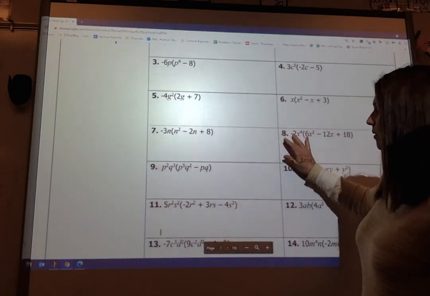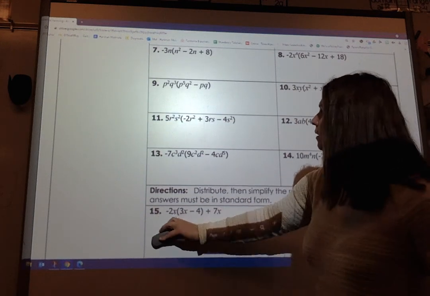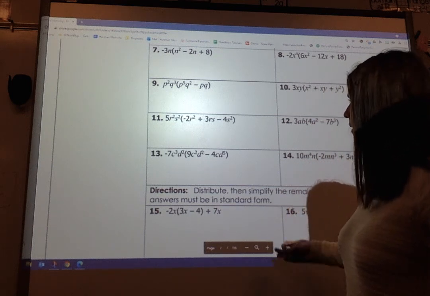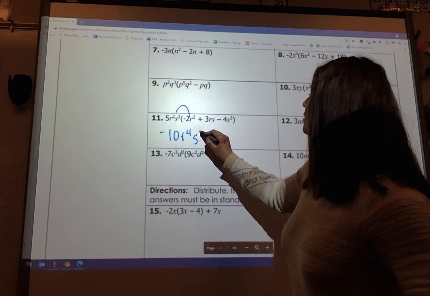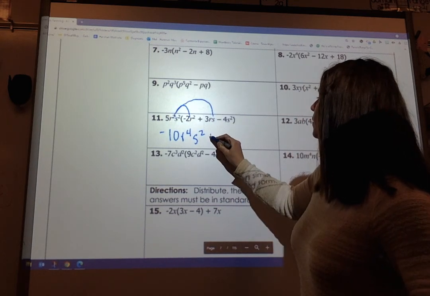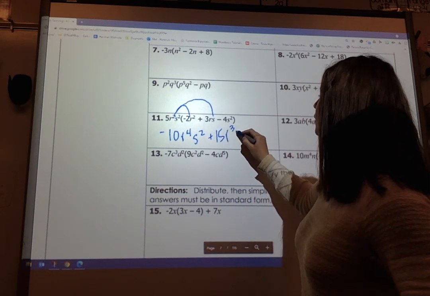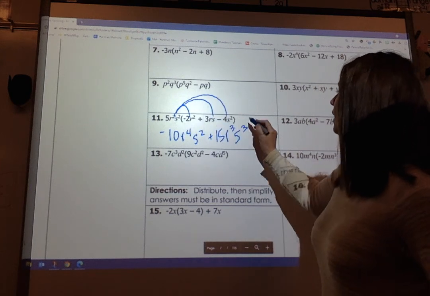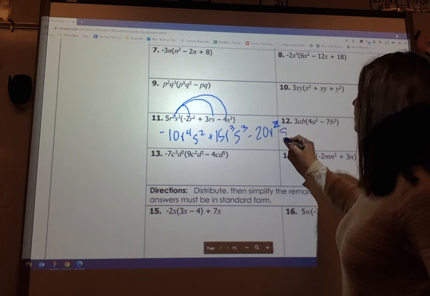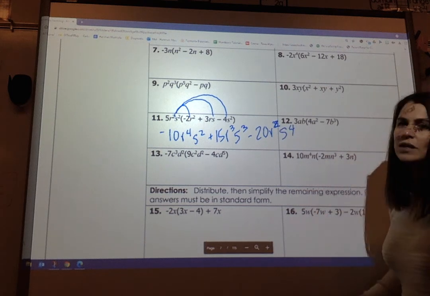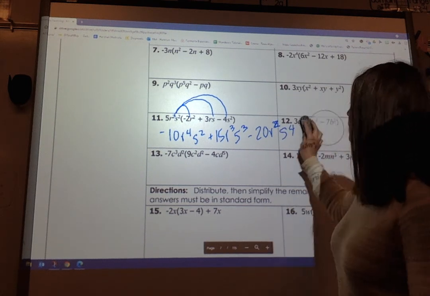All right. When I look at number 11, I get negative 10r to the 4th s squared. When I distribute here, I get 15r to the 3rd s to the 3rd. And here I get negative 20r to the 2nd, s to the 4th. Okay, so that's just kind of review what we did with monomials.